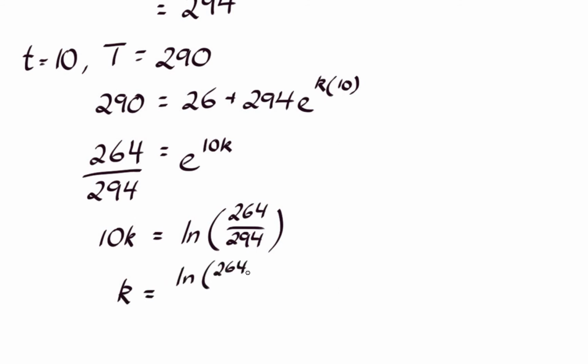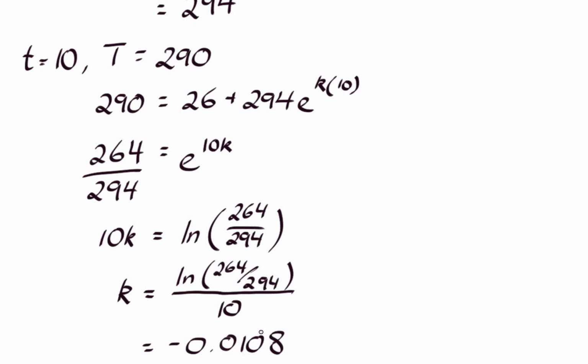Now I want you to think about this fraction here, 264 over 294. Is it greater than or less than 1? Okay, it's less than 1. We know that log of anything less than 1 is actually going to give us a negative value. So we shouldn't be surprised that when we plug this into the calculator, we get a negative value, but that makes sense because we're dealing with exponential decay. So when we substitute into the calculator, we get minus 0.0108. And there's our k value.